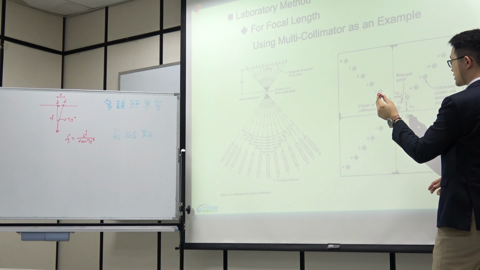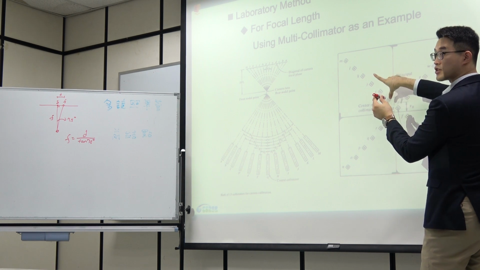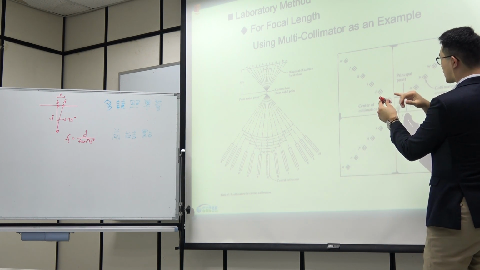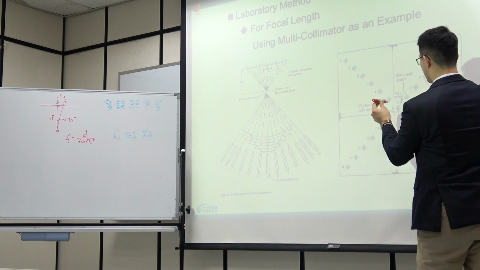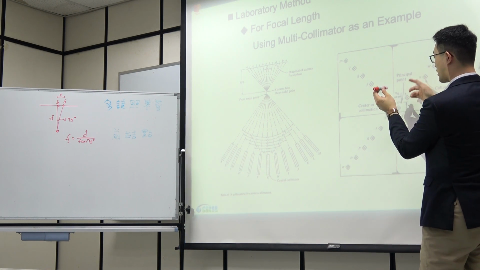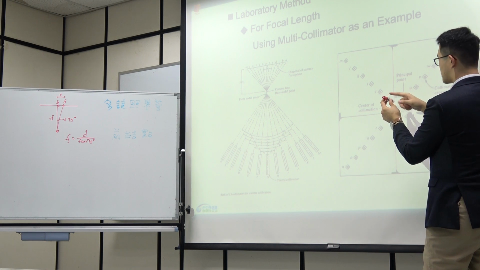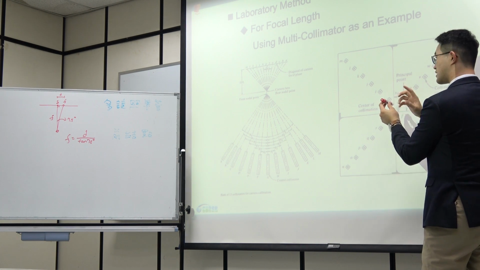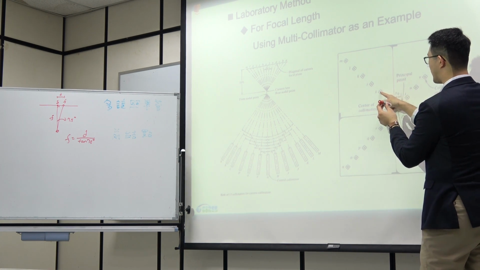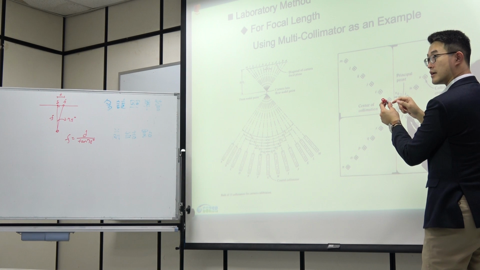With this focal length, because we know each of the collimators is 7.5 degrees away from each other, we can calculate any distance from the center collimator to any of the collimators. If I want to calculate the supposed distance from G to H, I can just use the EFL multiplied by tangent 7.5 degrees. If I want to know the supposed distance from G to I, I can use EFL multiplied by tangent 15 degrees, and so on and so forth.